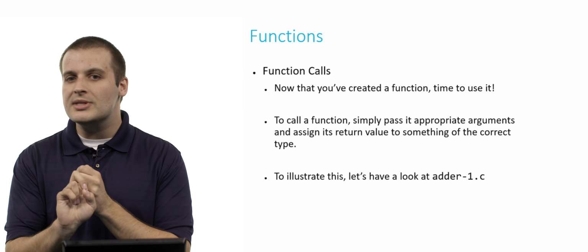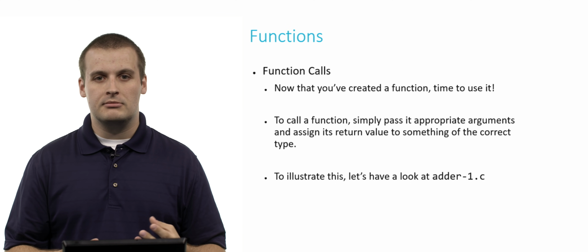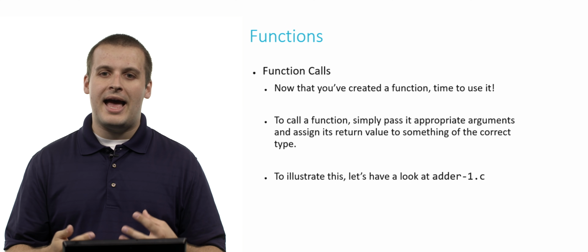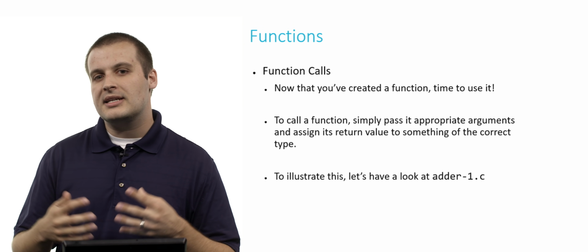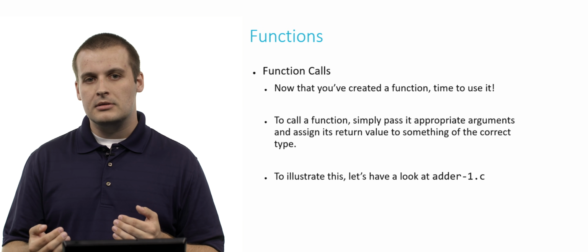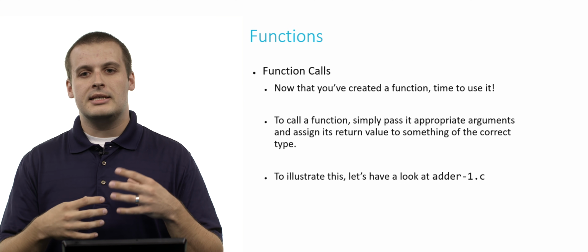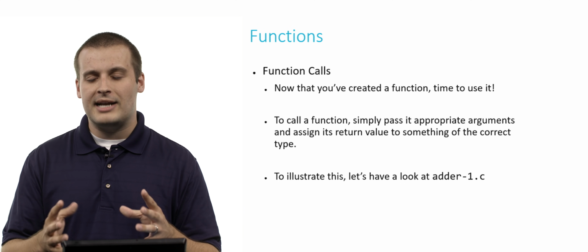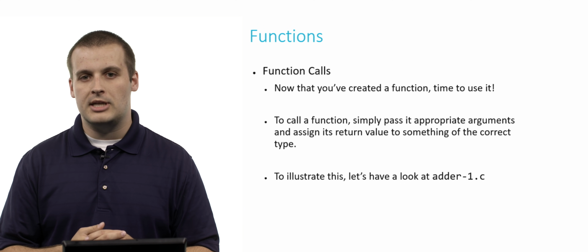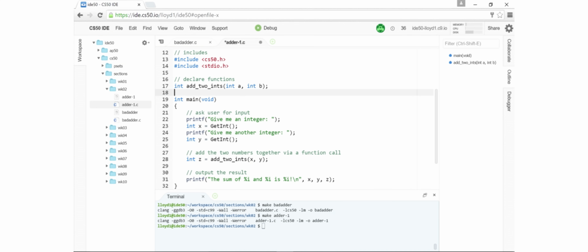Now let's start to use the functions that we've declared and we've defined. To call a function, it's actually pretty easy. All you need to do is pass it appropriate arguments, arguments of the data type that it expects, and then assign the return value of that function to something of the correct type. So let's have a look at this in practice in a file called adder1.c, which I have in my CS50 IDE. So here is adder1.c.